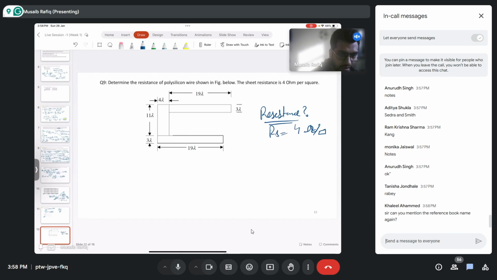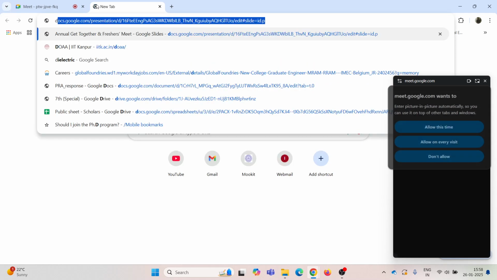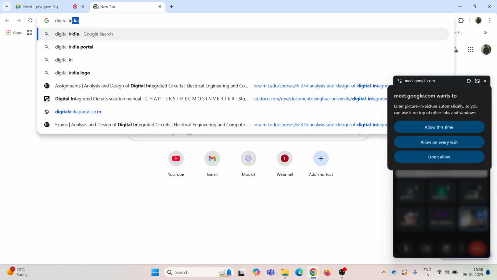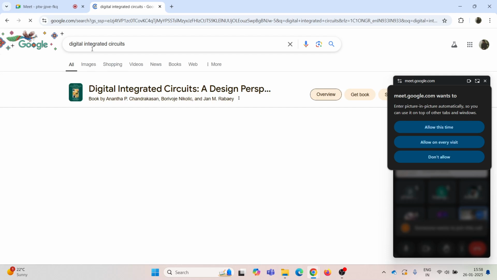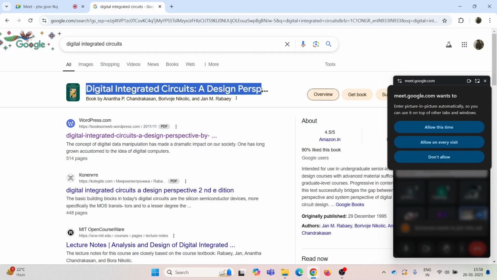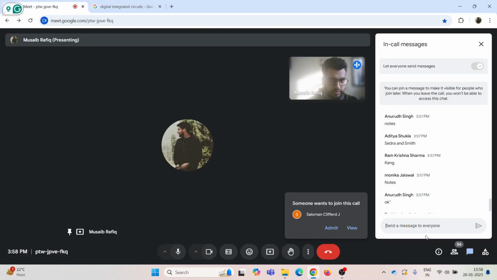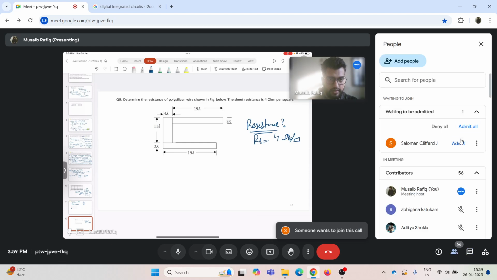Now how will we calculate this? Digital Integrated Circuits by Jan M. Rabaey. I think he's from UCB, right? You can look at this book, a pretty good book, very, very good book. I shared the book name in the chat box.